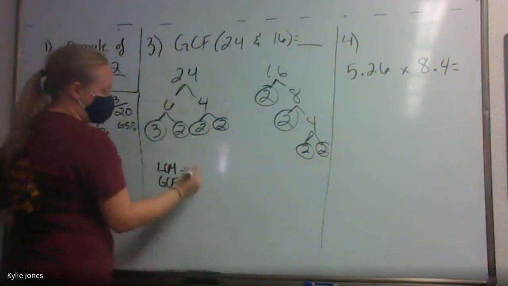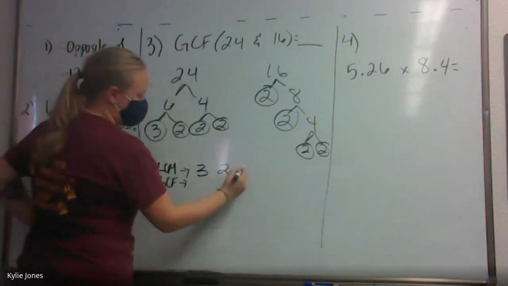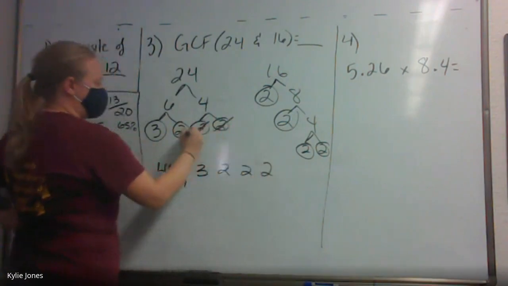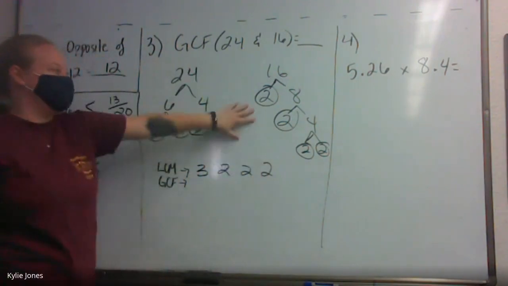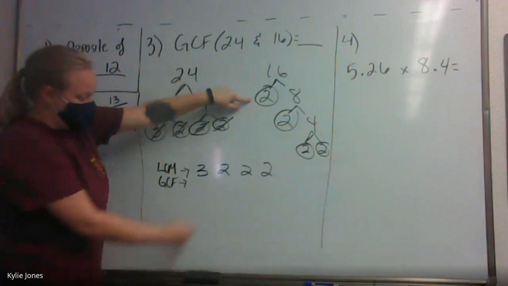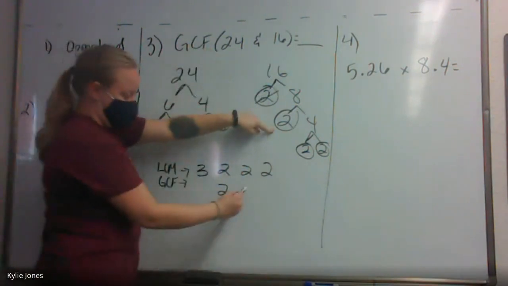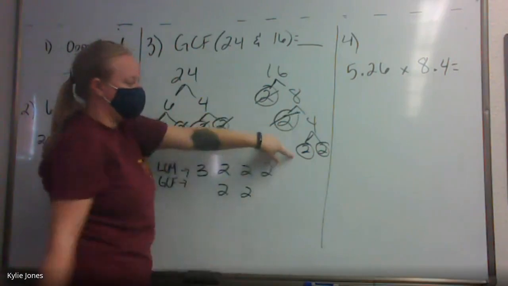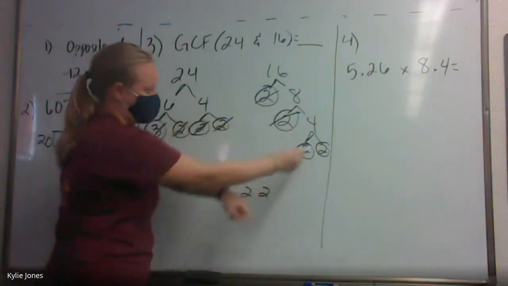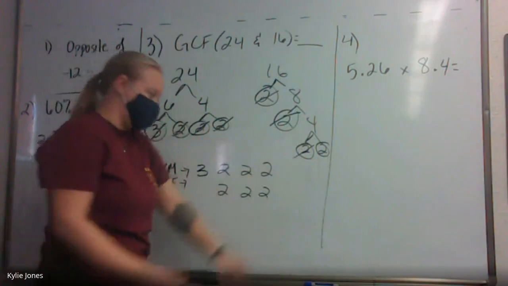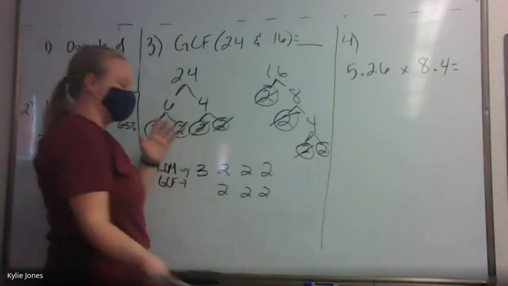I'm going to list 24 first. So we have a 3, a 2, a 2, and a 2. Those are gone. Now I need to do our matchy-matchy. Does a 2 match? Yeah. We can match our first 2. What about our second 2? Yeah. What about another 2? Yeah. Another one? No. So where do I put that last one? On the top.